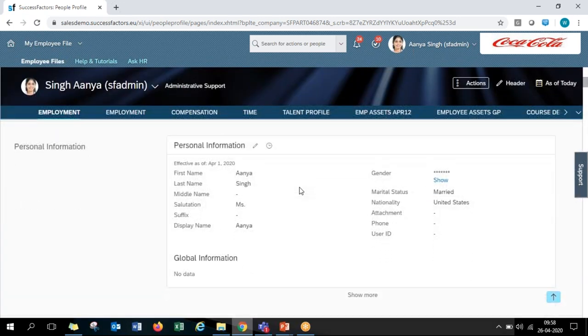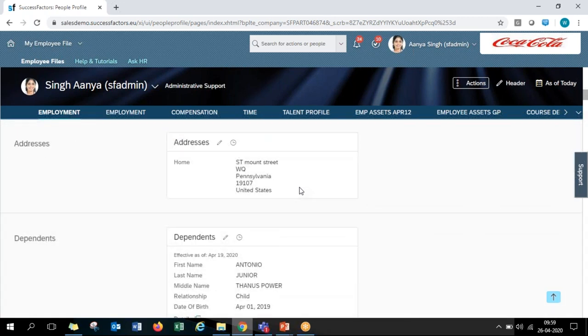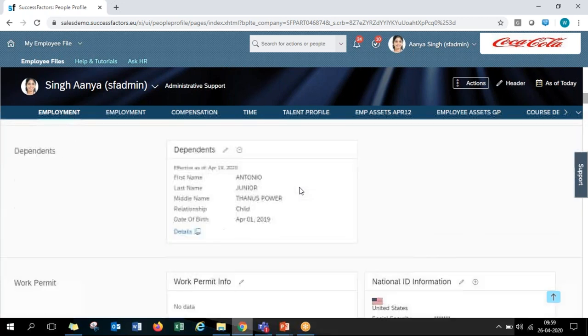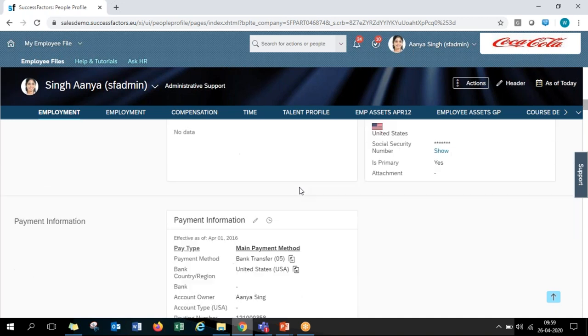So the personal information includes their first name, last name, gender, marital status, nationality, all that. And going down, the contact details, emergency contact details, address information of the employee, the dependent details about the employee, the national IDs like PAN number, Aadhaar number, or if it's US, SSN number, the different national IDs, work permits, if they have any work permit to work in any other countries, all that work permit information.